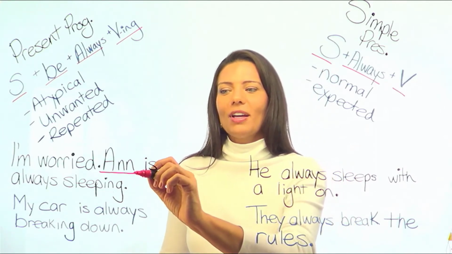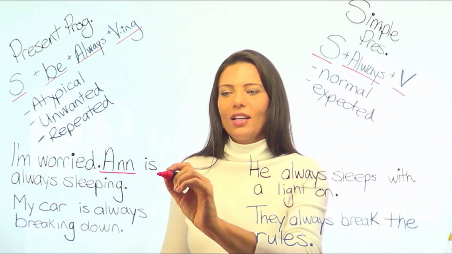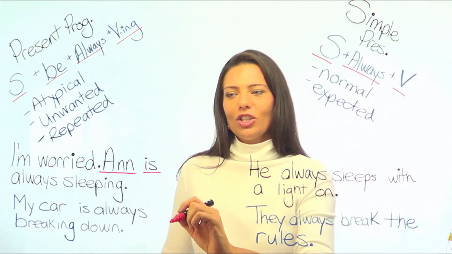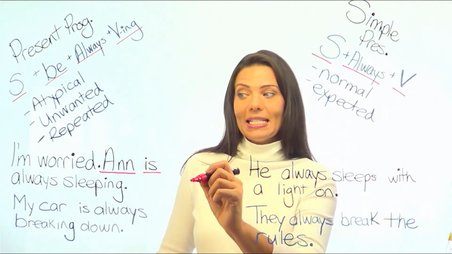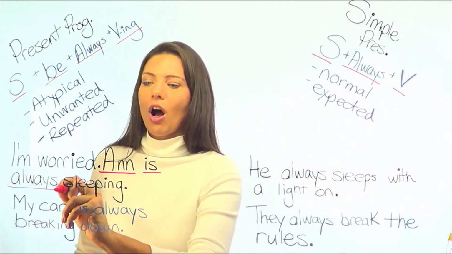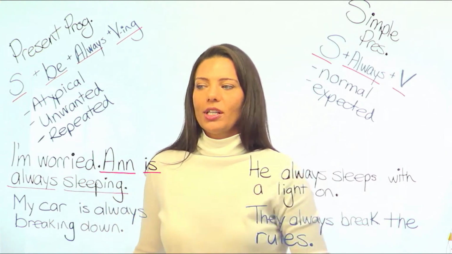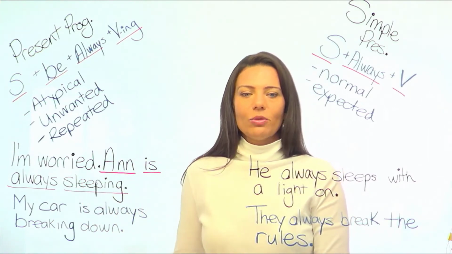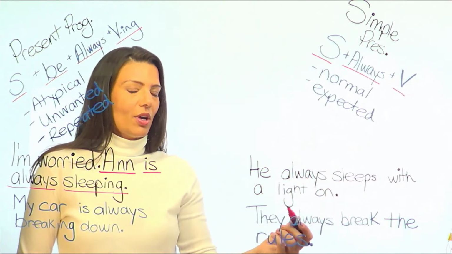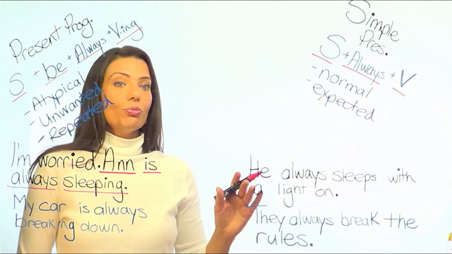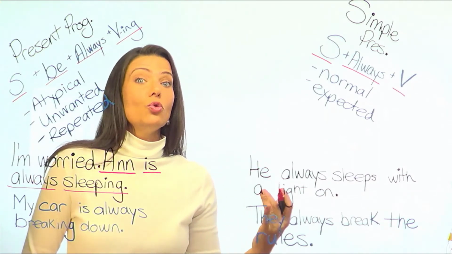So let's take a look at the form here. We have Anne as the subject. Then we have the verb to be conjugated for Anne, so she is. Then we have the word always, and then verb-ing. So, I'm worried, Anne is always sleeping. Now, in this case here, we also have the verb sleep, but we're using it in the simple present to talk about something that is normal.